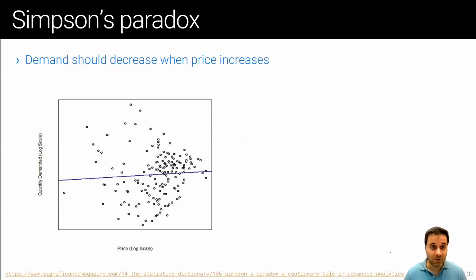So another example we have here is data about cell phones, and what we have in the x-axis is the price of the phone, and what we have in the y-axis is the demand, so how many units are being sold, essentially. Now, according to economic theory, if the price goes up, the demand should go down. And what we see here is that there's basically no such relationship, or it could even be reversed. There's this slight positive correlation. So this does not follow the rules of economic theory, right?